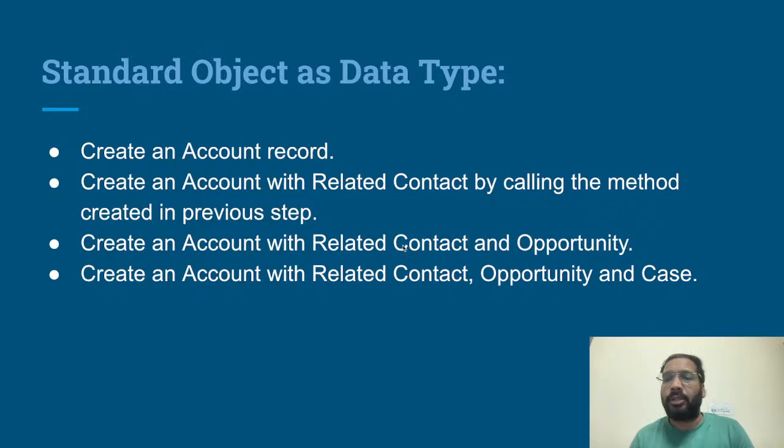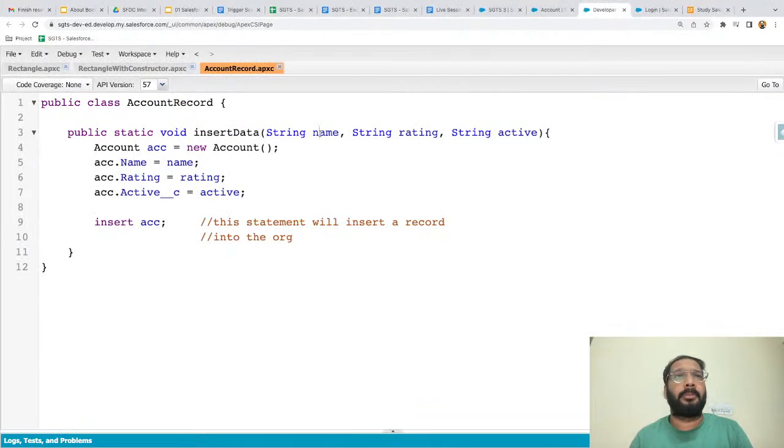Vamshi is asking, do we need to use this near field API name? So no, this name can be anything. This name, rating, and active, this can be anything, but I am using relevant names so that you can relate, right? But here you can use any name as a parameter name. Okay, but it should be relevant.